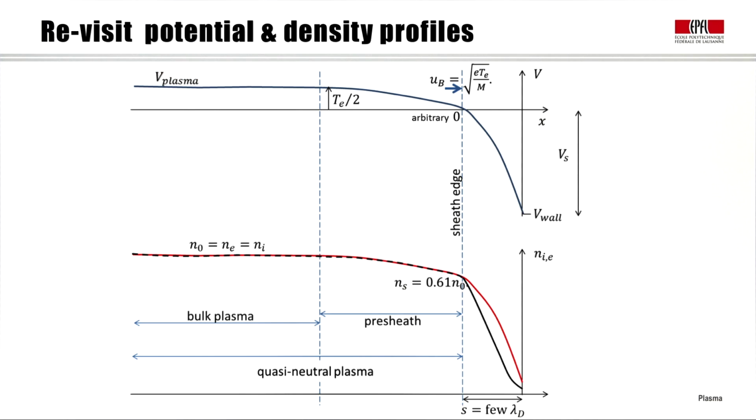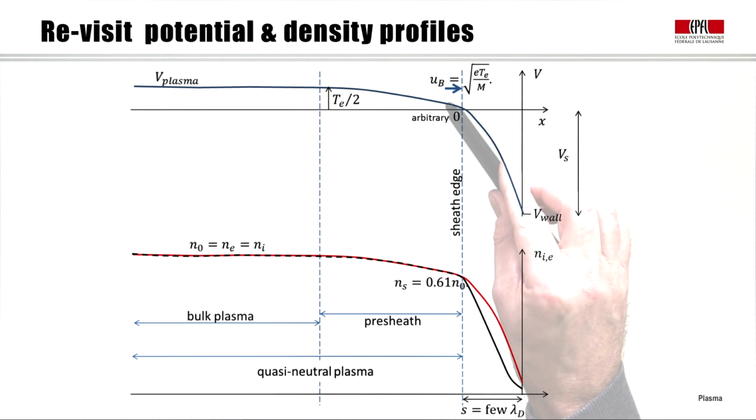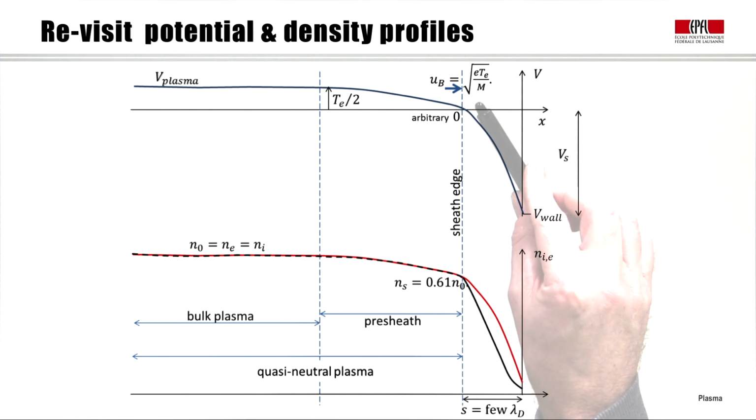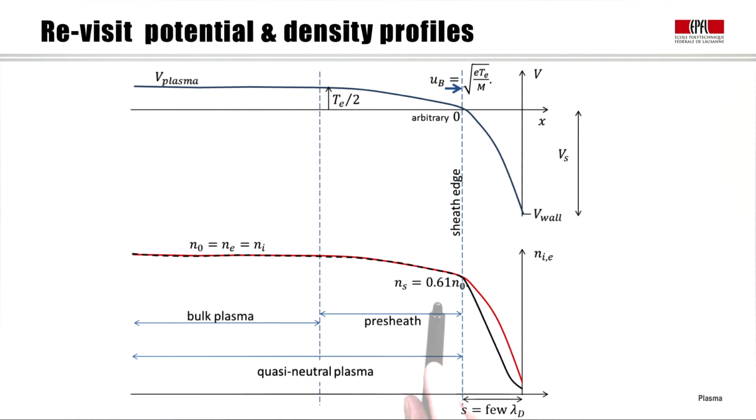Using this knowledge, we can now go back to our plasma profile and our density profile and start to put some expressions in for the unknown values. The pre-sheath potential drop we found is Te over 2 from the plasma to the sheath edge. The ion velocity approaching the sheath edge is the Bohm criterion velocity. The electron, ion and plasma density approaching the sheath edge is 61% of the charged particle density in the bulk plasma. Now, Debye screening means that the sheath width can only be a few Debye lengths long.